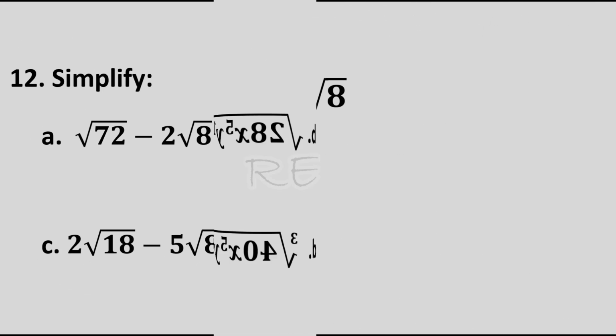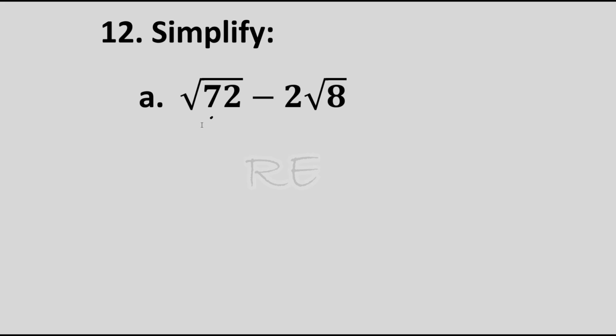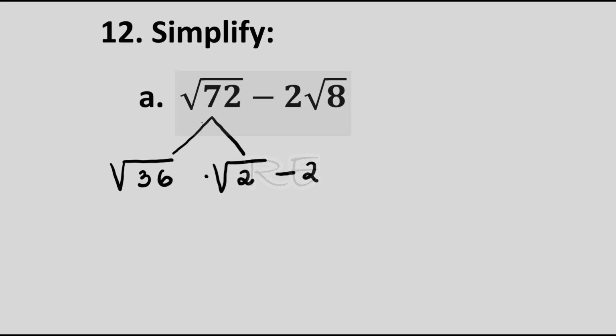Simplify square root of 72 minus 2 square root of 8. Square root of 72. Since 72 is equal to 36 times 2, 36 is the perfect square and square root of 2 is the irrational.